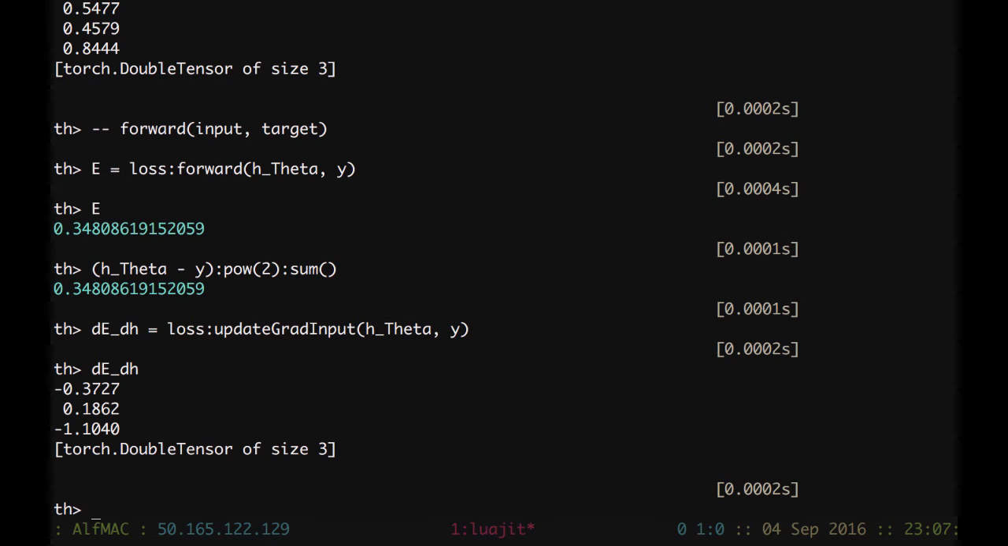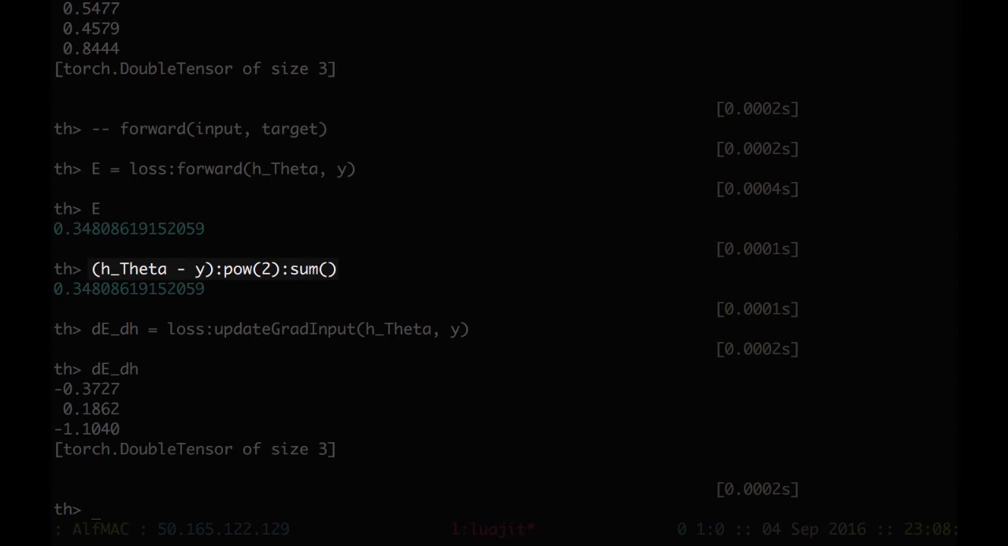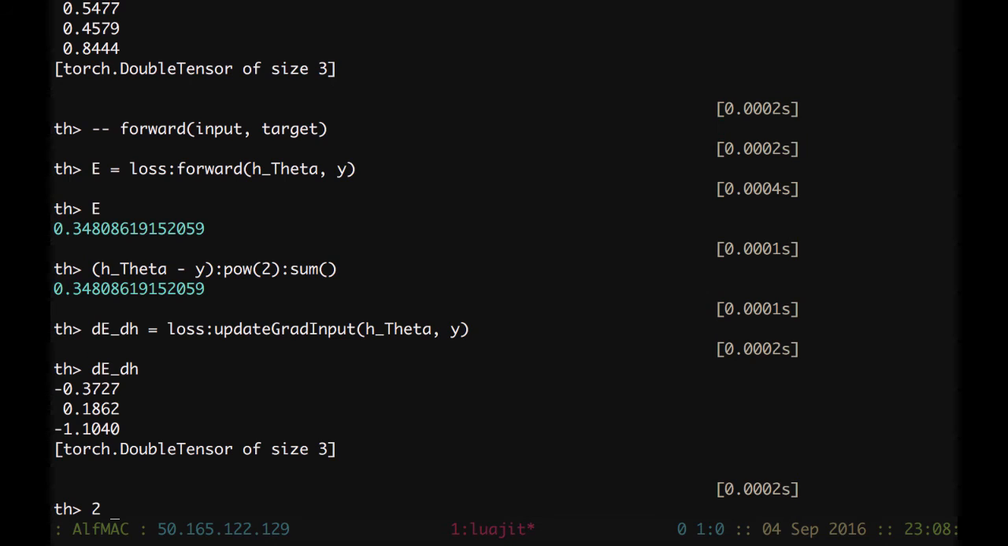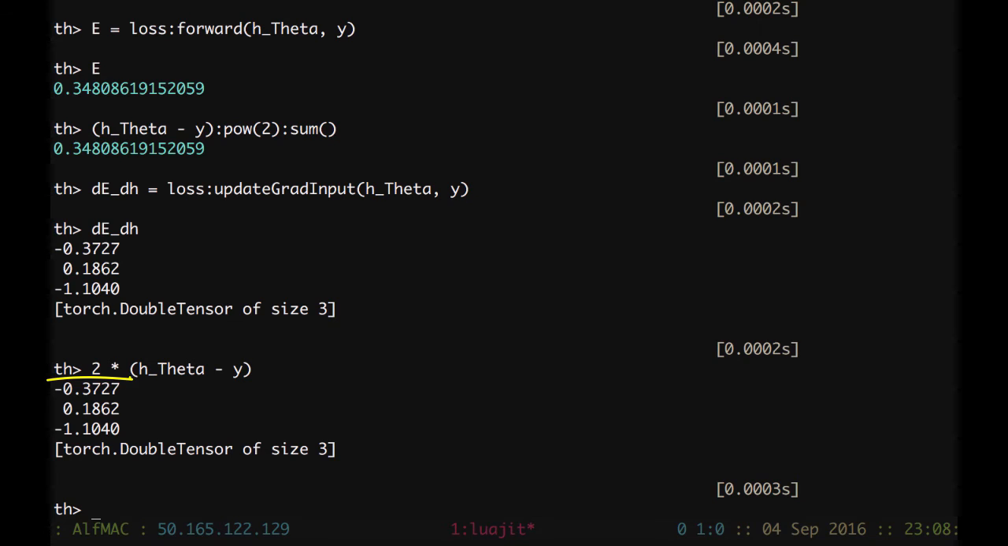So if I print the derivative of e with respect to h, as we said before, since we are using the Hessian notation, it's going to have the same dimensionality of h of theta. Let's compute this by hand, so we can see whether it is correct or not. If we perform the derivative of this expression here, we are going to get two times simply the difference between h theta and y. And there you go, we have the same numbers: minus 0.37, 0.19, and minus 1.10.